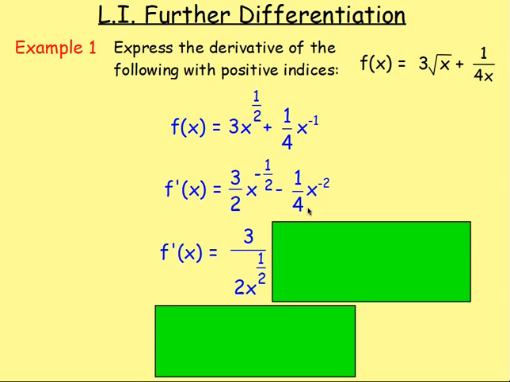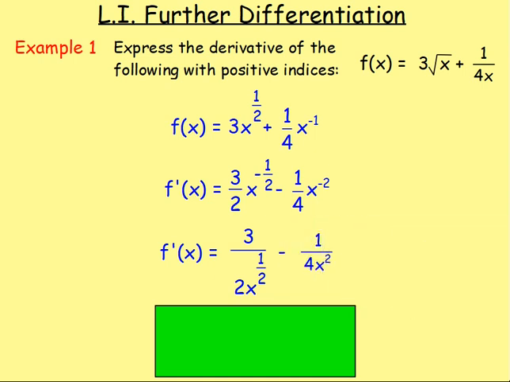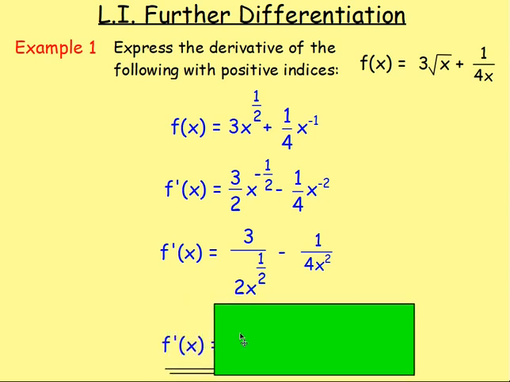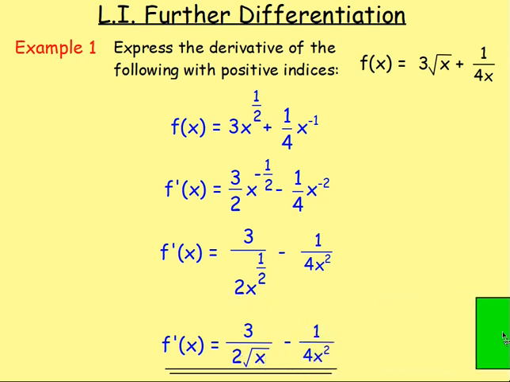The same with the quarter x to the negative 2. Change the x to the negative 2 to a positive index, so it becomes 1 over 4 x to the power of positive 2. From there, well, if you've got x to the power of a half, that's the easiest bit of all. We can just write that as the square root of x. So 3's in the top, 2's in the bottom, and then it's the square root of x. Take away 1 over 4x squared. So that is example 1.